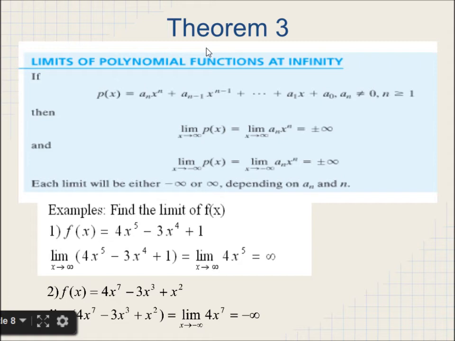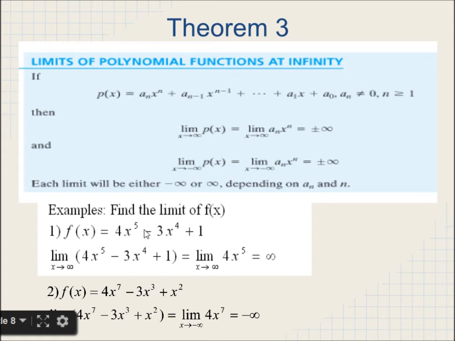Limit of polynomial function at infinity. This is theorem number 3. This is the polynomial where n is greater than or equal to 1. Then the limit of p(x), that is the limit of the polynomial as x approaches infinity, will be the limit as x approaches infinity of a_n x^n, equal to plus or minus infinity. Similarly for negative infinity, the same thing will be there. Each limit will be either minus infinity or infinity depending upon a_n and the value of n.